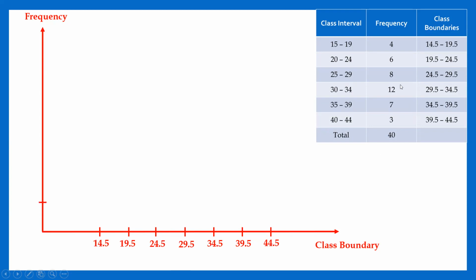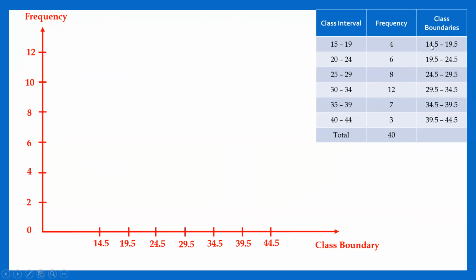The highest frequency is 12. Then we can divide this line into 6 parts: 0, 2, 4, and so on. Okay, now we can create the rectangles. The height of the rectangle represents the class frequency, and the class width is represented by the width of the rectangle.